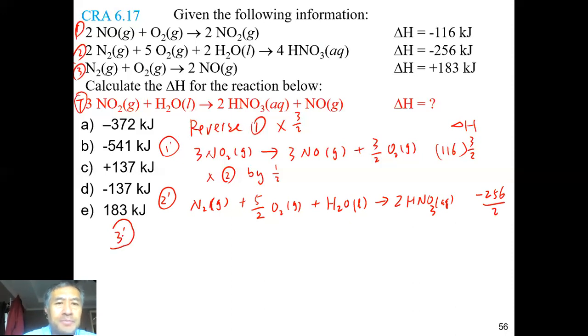Okay, so now let's see what will happen to equation 3. Let's call that 3 prime. For the 3 prime, you don't need anything really from this one particularly, because you already have something from your equation 1 reverse, so you already have a 3 NO here. You only need one NO in the target equation. So actually, you need to reverse this equation 3. So use these 2 NO to cancel out. So therefore you will have only one NO for this target equation.